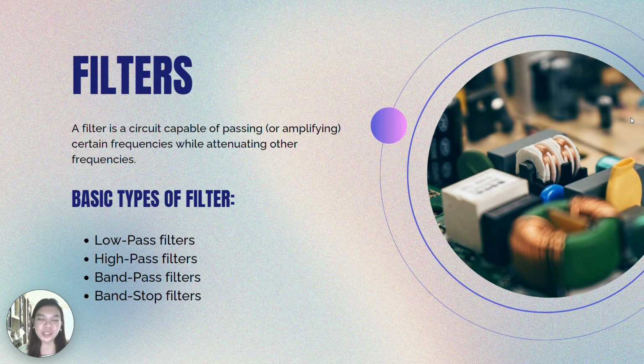A filter is a circuit capable of passing or amplifying certain frequencies while attenuating other frequencies. In this video we are going to discuss the four basic types of filter, which are the low pass filter, high pass filter, band pass filter, and band stop filter.